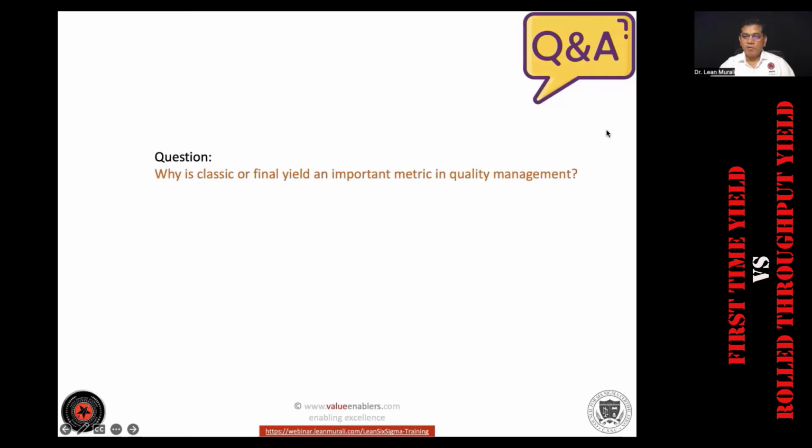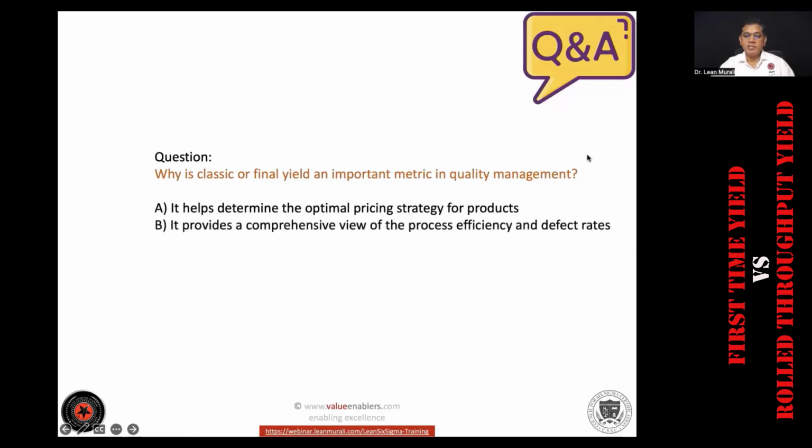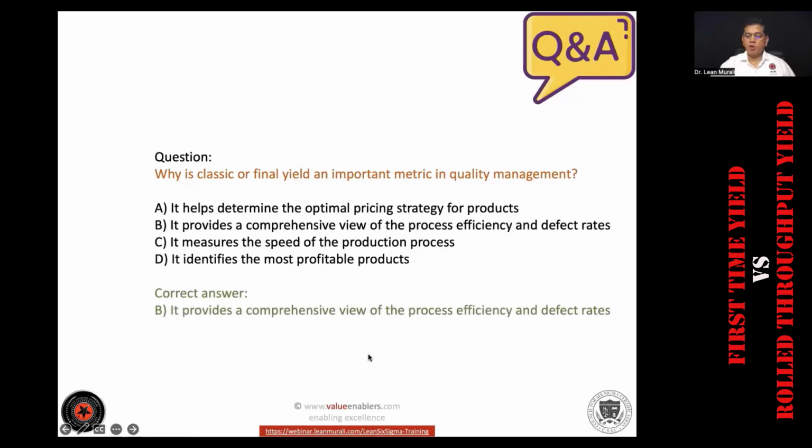We have got another couple of questions, that's all. Why is the classic or final yield an important metric in quality management? It helps in determining the optimal pricing strategy, or comprehensive view of process efficiency and defect rates, or speed of the production process, or identify profitable products. This is also simple, right? The correct answer is to provide a comprehensive view. And all of you, before typing your message, just choose everyone and type the message, because many of you are typing to host and panelist.